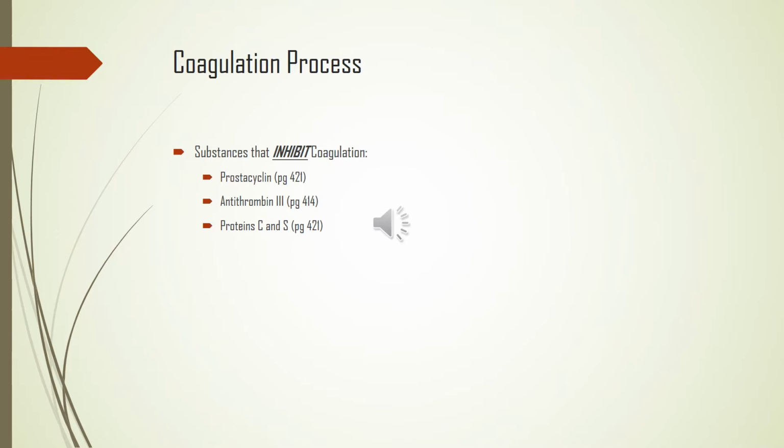Okay, next we're going to talk about prostacyclin. This is one of the substances that inhibits coagulation. You can find it on page 421 in your book. Prostacyclin is a compound formed from metabolism of arachidonic acid. It's a potent vasodilator and inhibitor of platelet aggregation. Basically, it helps with vasodilation, but it also inhibits platelets from aggregating, clumping together.